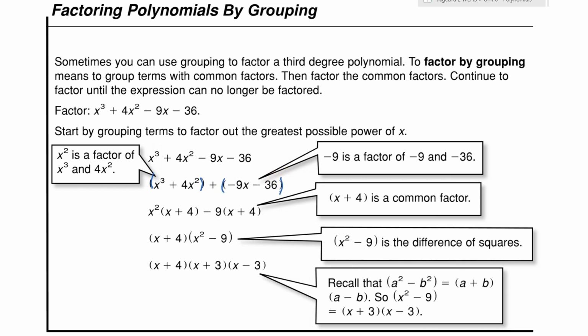And then what they're going to do is they're going to factor a common factor. In this case, x squared is a common factor. And here we have -9 as a common factor. So they factored x squared. They factored out -9. And then you see that they have a common factor of x plus 4. So they factored x plus 4. And this you can factor because it's a difference of squares. So you have x plus 3 and x minus 3.